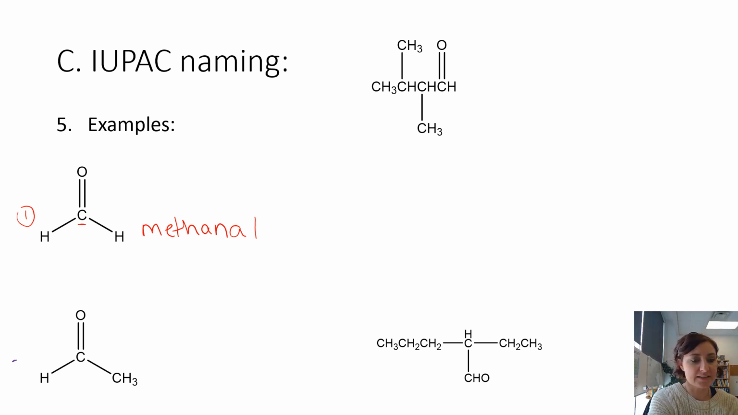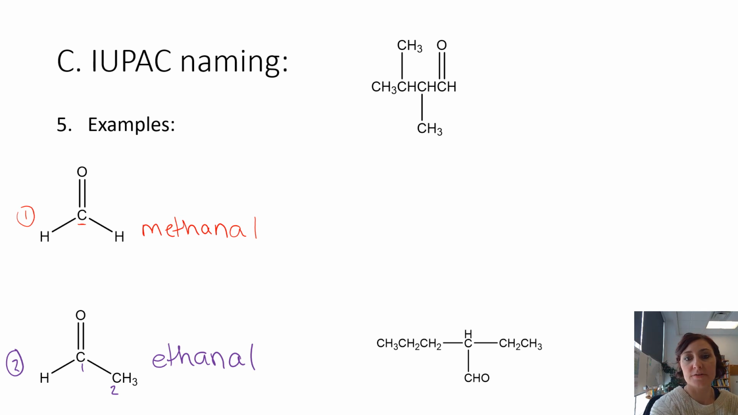All right, in our second example, we have carbon number 1, 2. We have a 2-carbon chain. So we would name the parent name ethane. But remember, we drop the E and we add an AL. So this becomes ethanal.